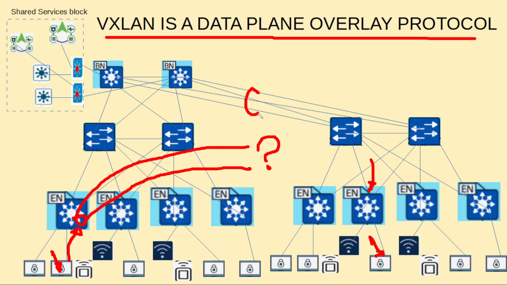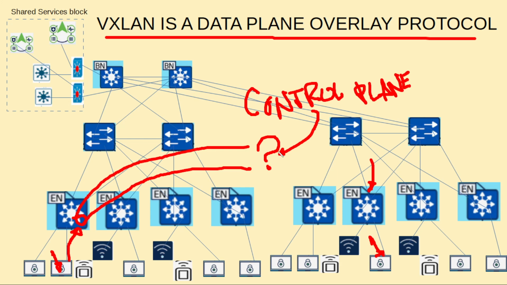So that is where the control plane kicks in. The control plane is going to be in charge of knowing what is the network device that these end user devices are connected to at every single moment. So the control plane is going to provide the necessary information to VXLAN in order to know that it needs to send this tunneled frame into this device.